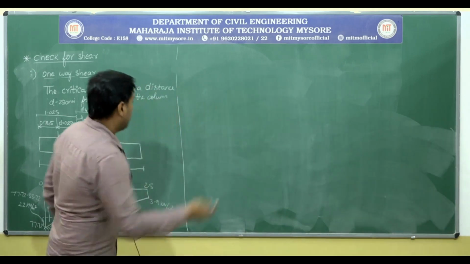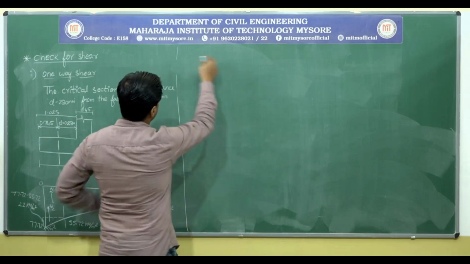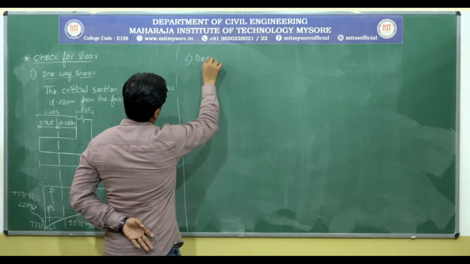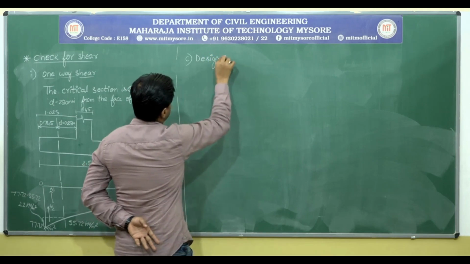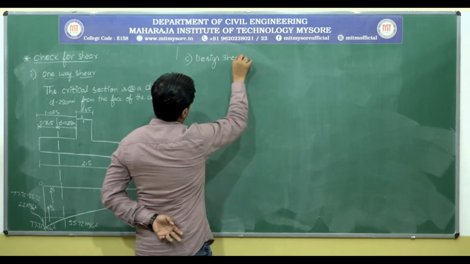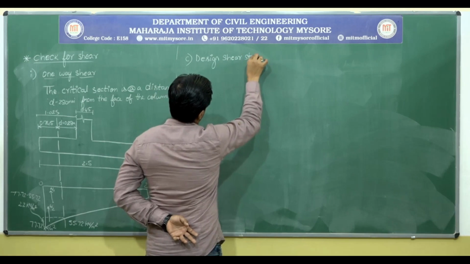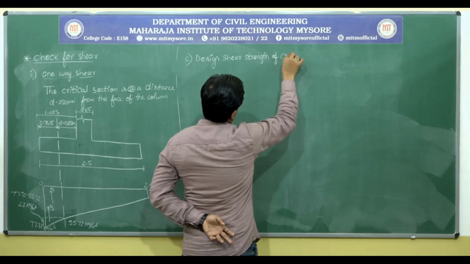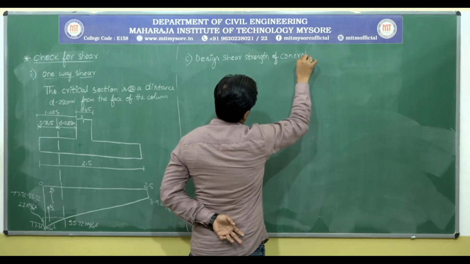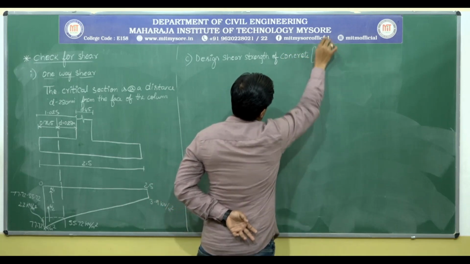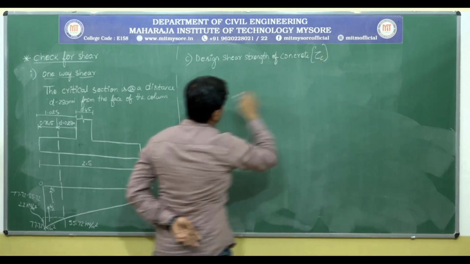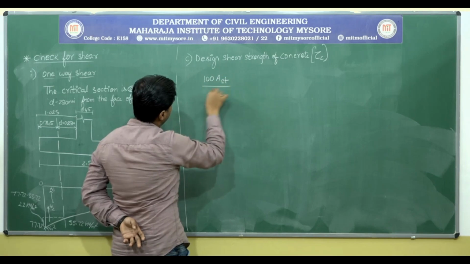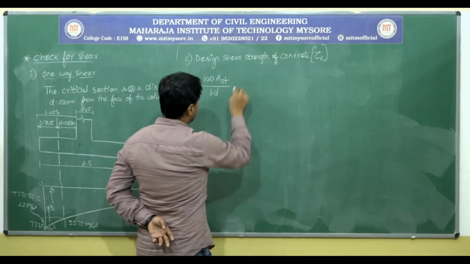So now I will be going with the next one, that is the third one. It is the design shear strength of concrete, that is tau C. If I want to calculate tau C, I need to first go with 100 AST by B into D.